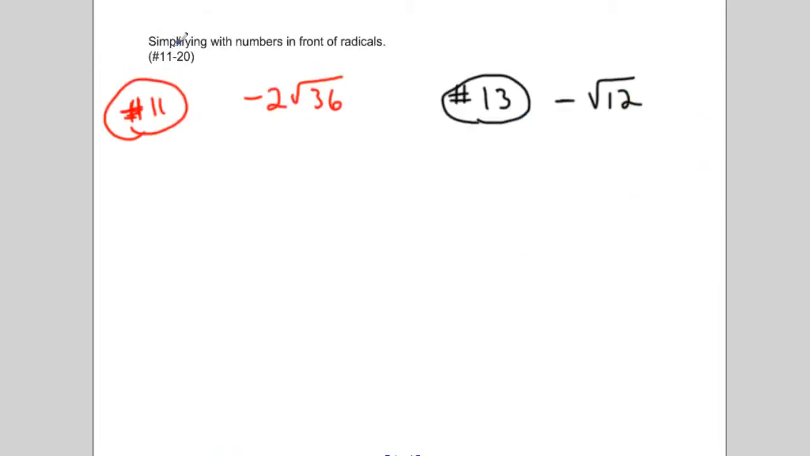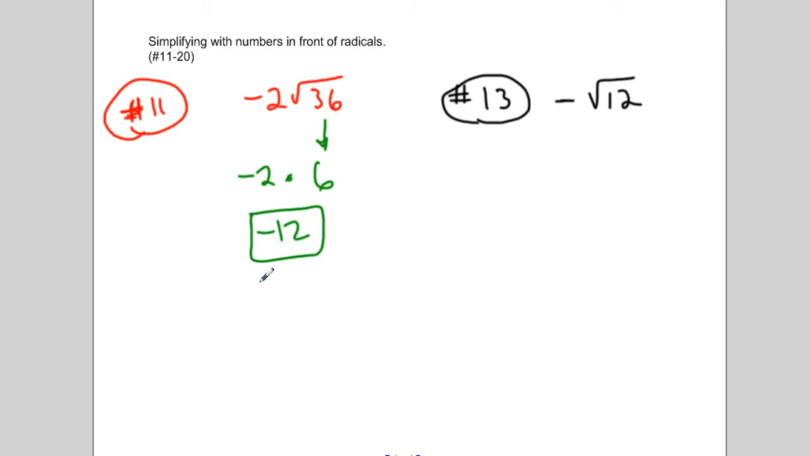Let's try a couple more. So let's do questions number 11 through 20. You simplify with the numbers in front. So basically you're going to do the same thing and you just times this. This is timesing -2 times the square root of 36. Maybe you happen to recognize right up the front that the square root of 36 is 6. So it's -2 times 6. That makes a -12. That's it. You're done.